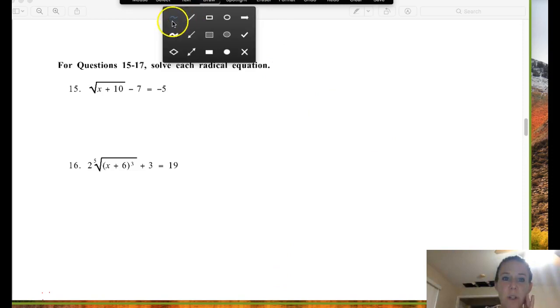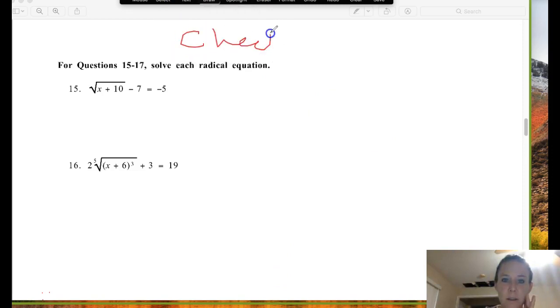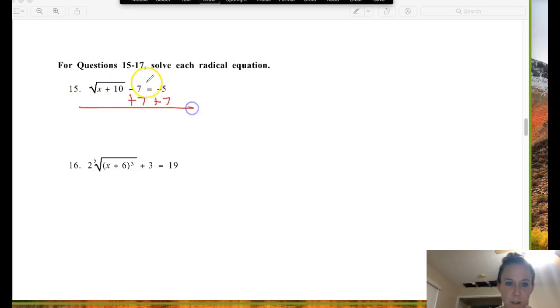Let's just be careful to check solutions. That is the most important thing when solving radical equations. Check solutions. Second thing you want to do, when you solve radical equations, isolate the radical first, then square both sides. So we're going to get rid of the 7. Add 7 to both sides. That's going to give us radical x plus 10 equals negative 5 plus 7 is 2.